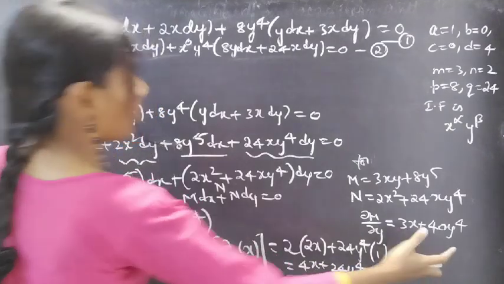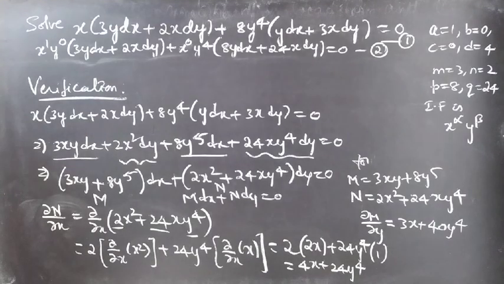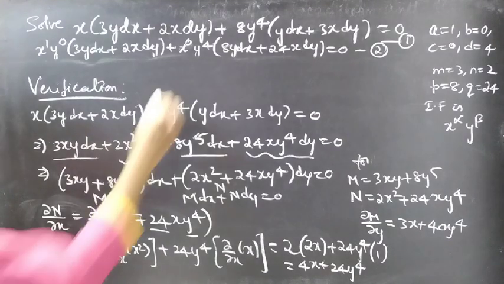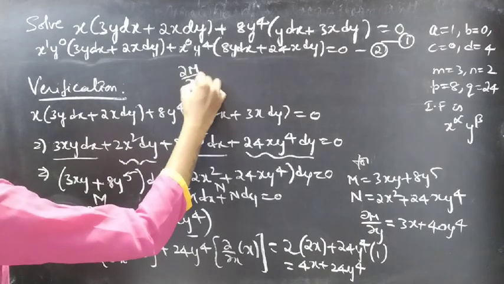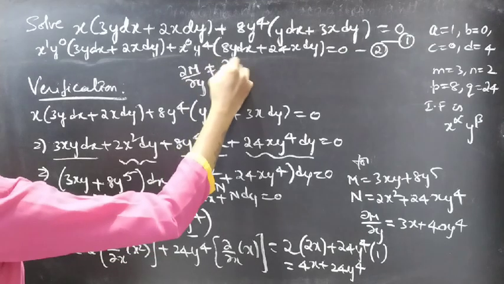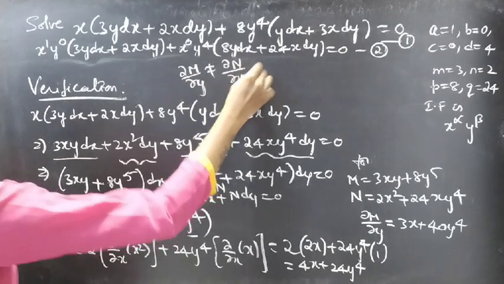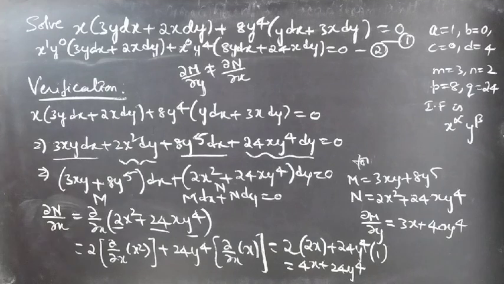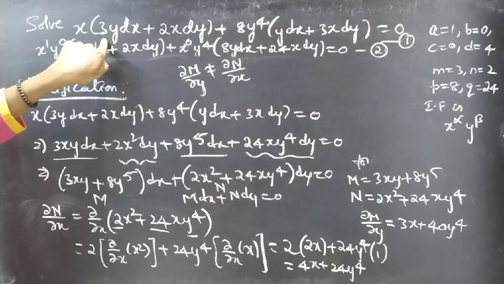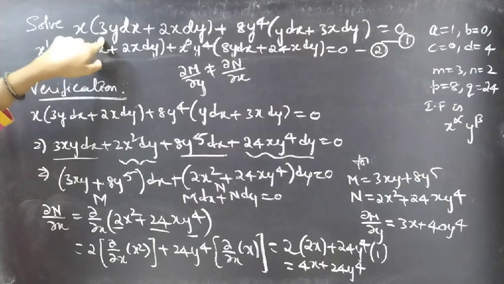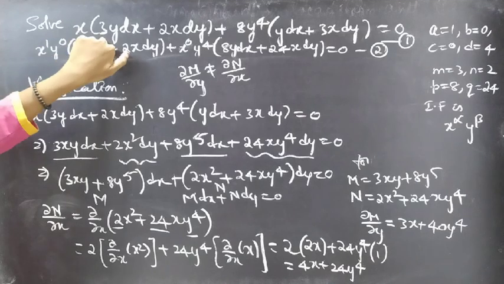Just by observing these two, we can say that the partial derivative of M with respect to y is not equal to the partial derivative of N with respect to x. So we can say that the given differential equation is not exact. Since it is not exact, we have applied an integrating factor to find the general solution to this given equation, right? Fine.